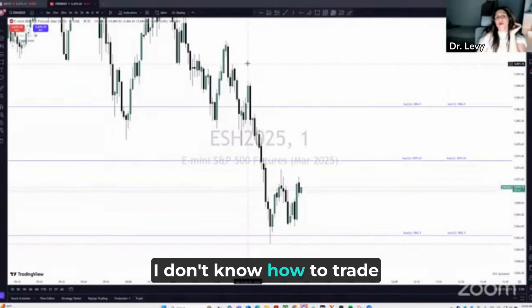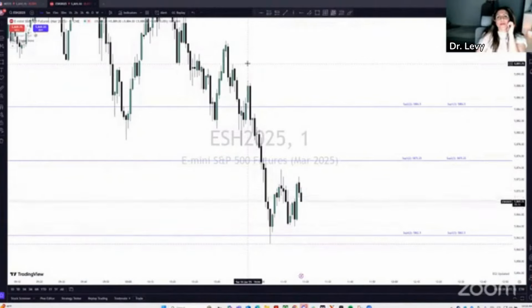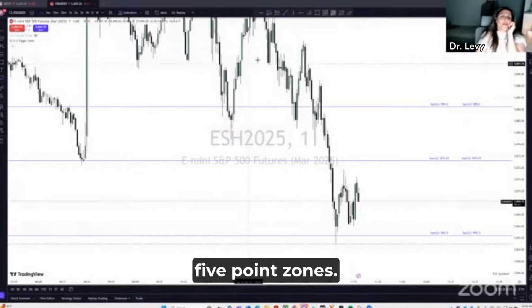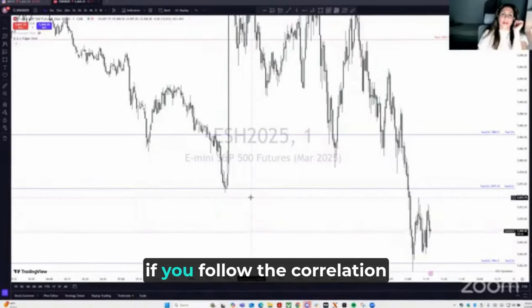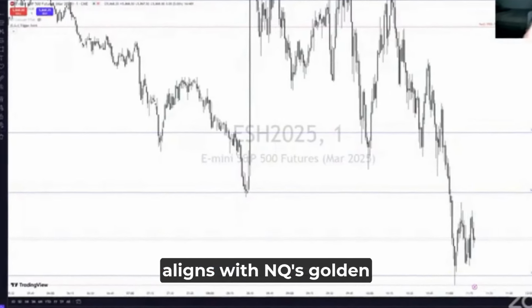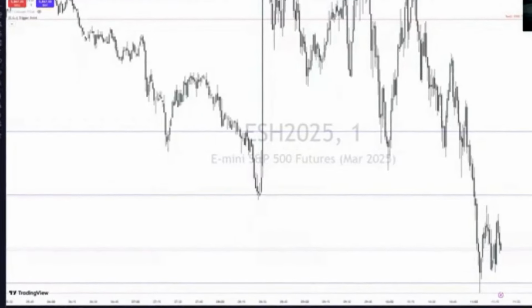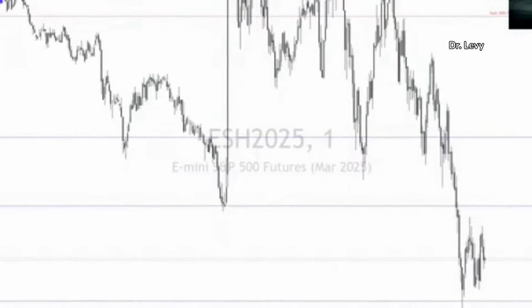I don't know how to trade without this level. To me, it looks like coin flipping, unless I'm drawing 5 point zones. I mean, look at this retracement. If you follow the correlation methodology, you would see that this line aligns with NQ's golden level line when this happened. This line has an equivalent line for NQ today.